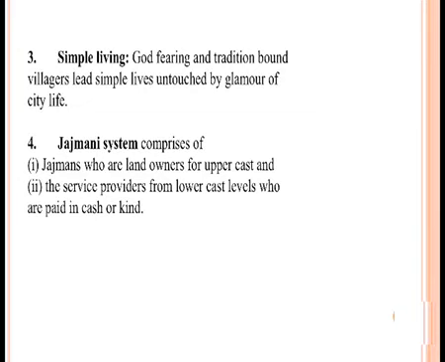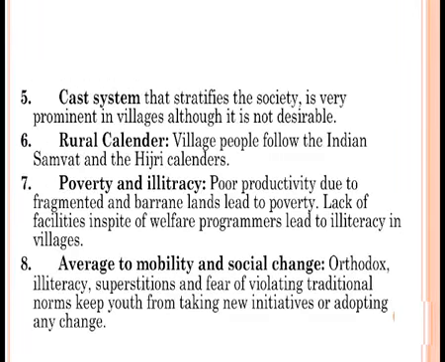The Jajmani system comprises jajmans, who are landowners from the upper caste, and service providers from the lower caste levels, who are paid in cash or kind. The caste system that stratifies society is very prominent in villages, although it is not desirable. Sixth is the rural calendar. Village people follow the Indian Samvat and the Hijri calendars.